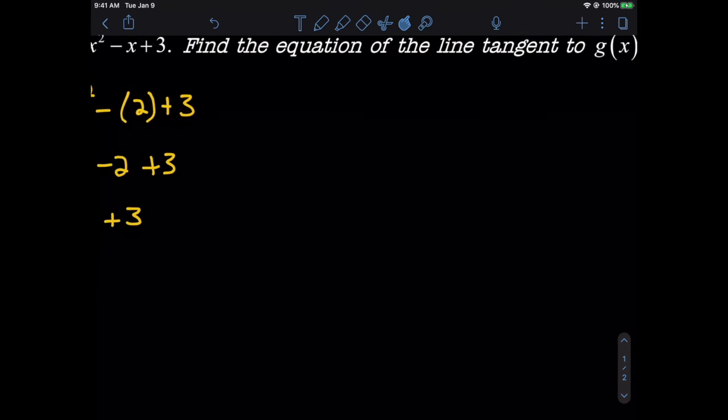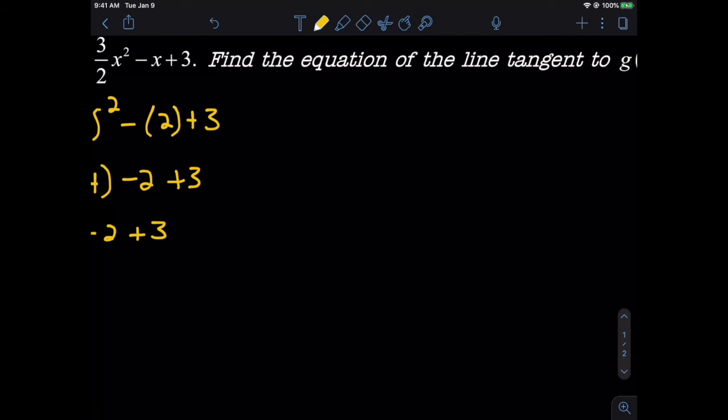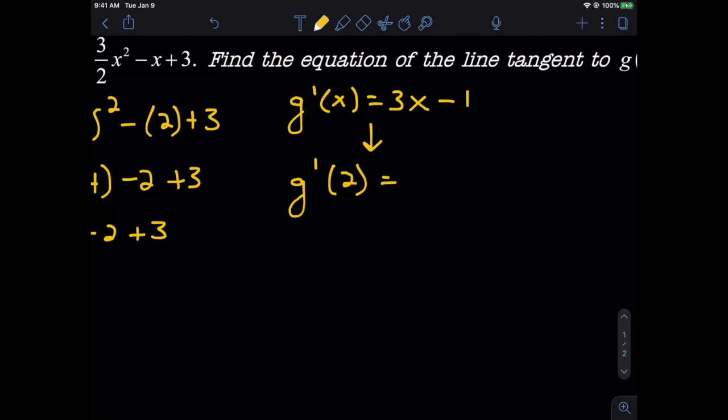We also need to find g prime of 2, so obviously to start that off, we're going to need to find g prime. We're going to start with 3 halves x squared. The derivative of 3 halves x squared is going to be 3x, multiply 3 halves times 2, reduce the power by 1, and the derivative of negative x is negative 1 like we have there. Now to get g prime of 2, we're going to replace x with 2 in g prime, and of course evaluate. 3 times 2 is 6, take away 1, that's going to give us g prime of 2 is equal to 5.